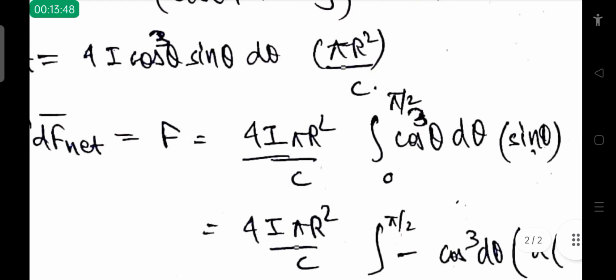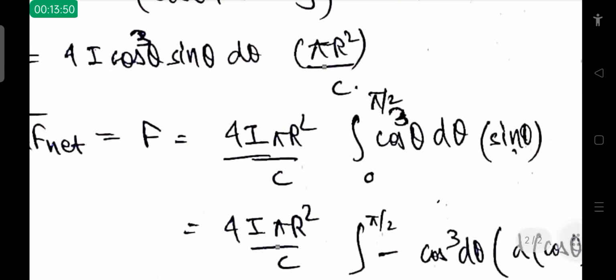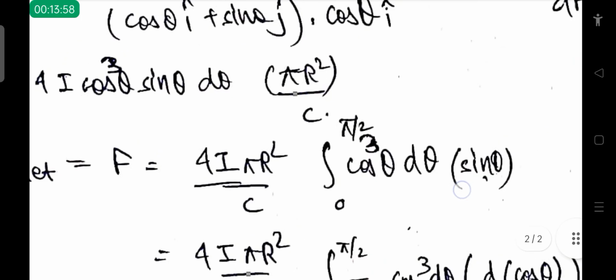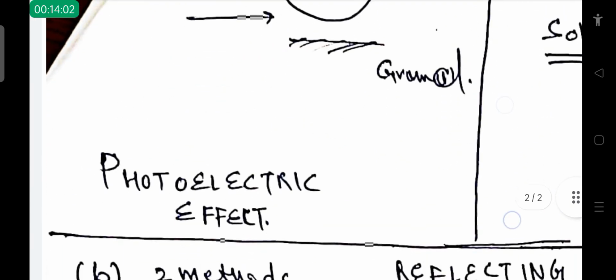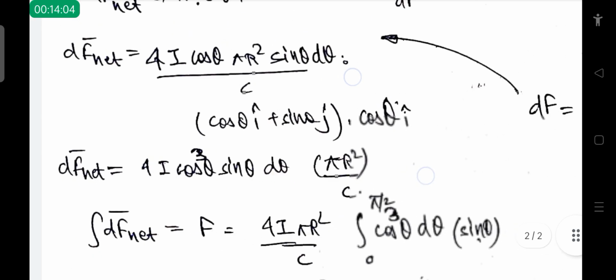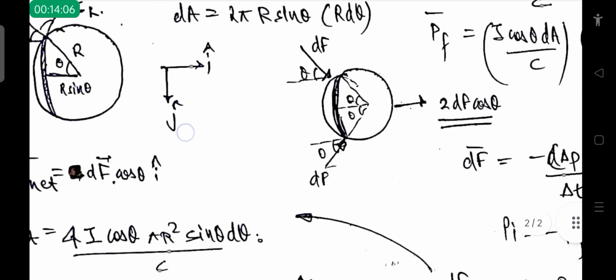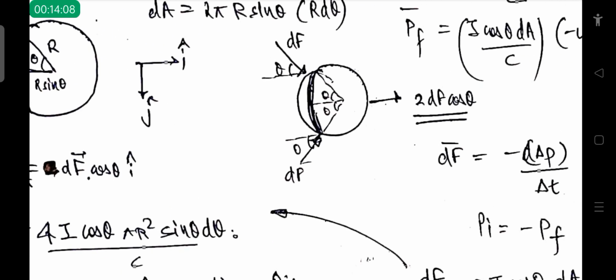which is 4I pi r square by c, integral of cos cube theta sin theta d theta, this is sin theta, not sin 0. And the integration would be from 0 to pi by 2. Yes, it's correct. Integration is from 0 to pi by 2. In this you can see 0 to pi by 2.